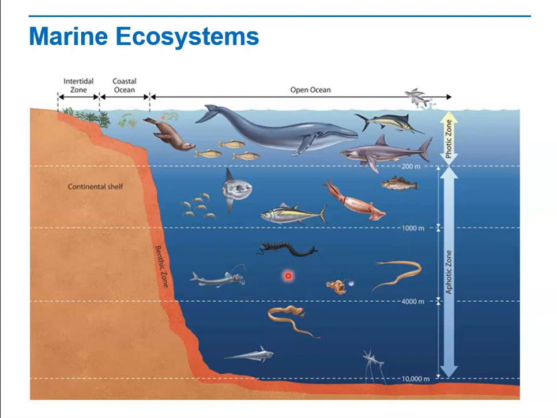These fish start to look kind of weird compared to what we're used to. Bathypelagic anglerfish, snipe eel, and here's where things get really weird. 4,000 to 10,000 meters, we see a rat tail, a gulper eel, and a tripod fish.